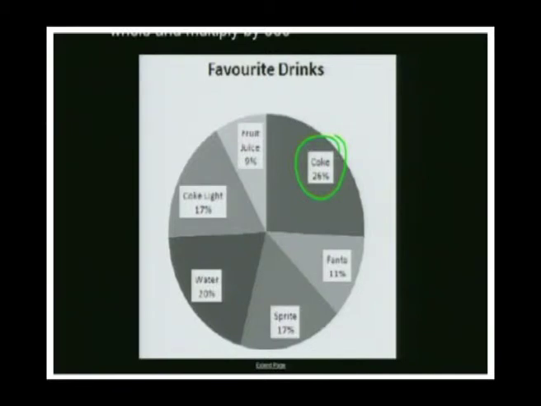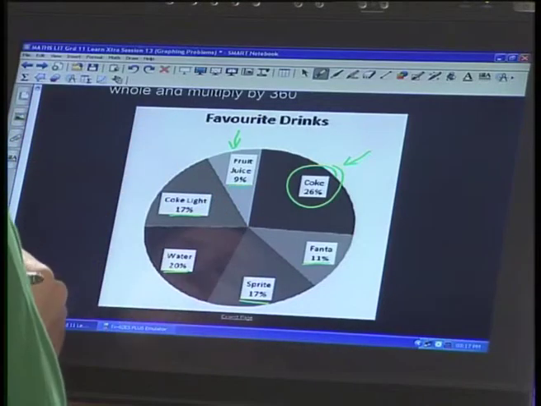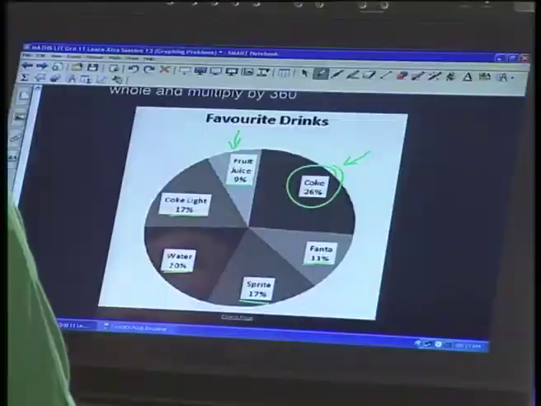Obviously, it's very popular. If we convert all of our other numbers into percentages, we'll be able to tell what was the most popular and what was the least popular. In this example, fruit juice is the least popular at 9%, and Coke is the most popular at 26%. Can you see how each category shares a part of the pie? I hope you can see. Let's move on to line graphs.